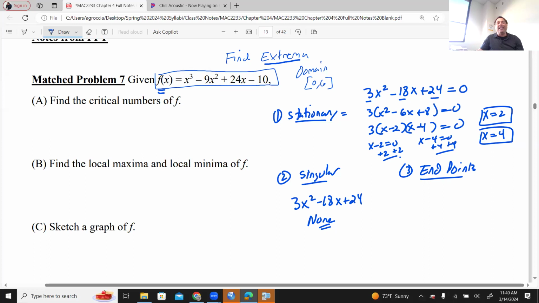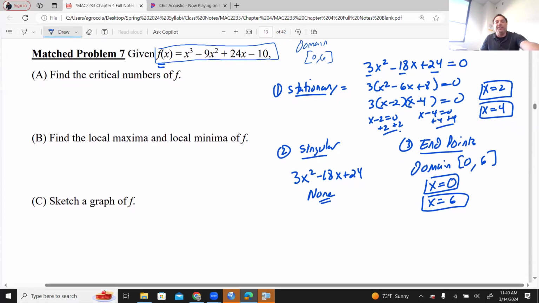And then the last one is endpoints. Endpoints come from the domain. So your domain, which means it begins to exist at 0 and it ends at 6, means there's two other points we need to look at. 0, where it starts, and 6, where it ends. Okay, so that's the first part, stationary, singular, endpoints.